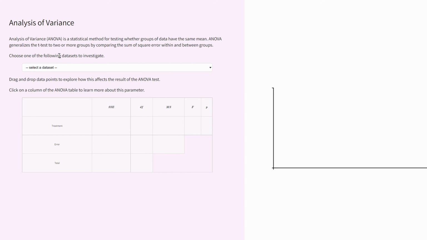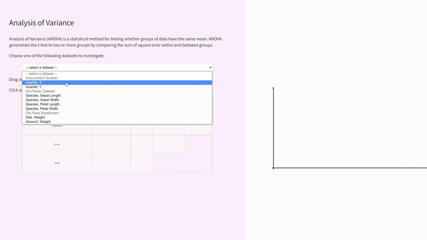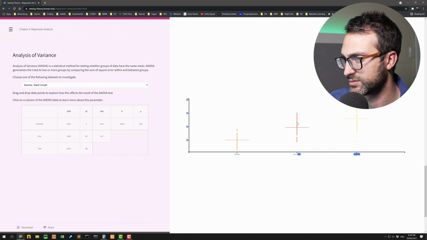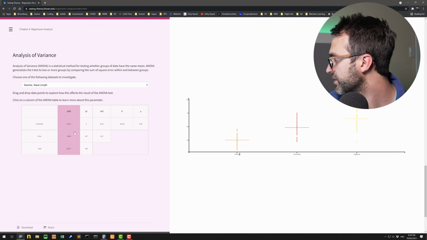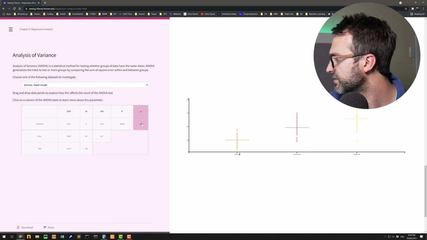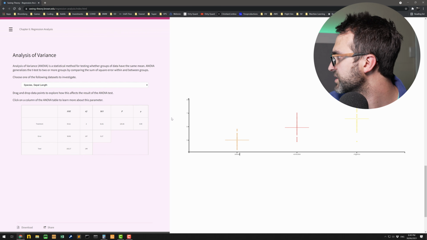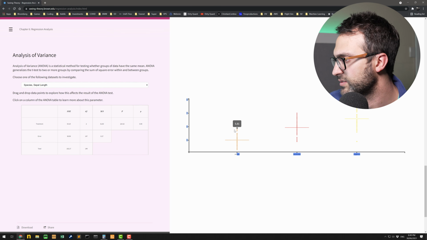Analysis of variance, ANOVA. This just takes me back. Don't really do this much in real life, well, I don't anyway. Testing whether groups of data have the same mean. Let's have a data set. We all love a bit of iris data set. I guess there's like an F probability, treatment, error, total. Drag and drop data points and explore how this affects.